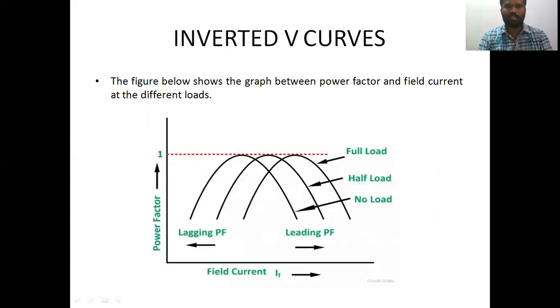So these are the inverted V curves. The inverted V curves are obtained from the graph of power factor versus field current. Different load levels have been given. At no load condition, we have a different curve. Full load condition, we have a different curve. And half load condition, we have different curves. Look at these curves.